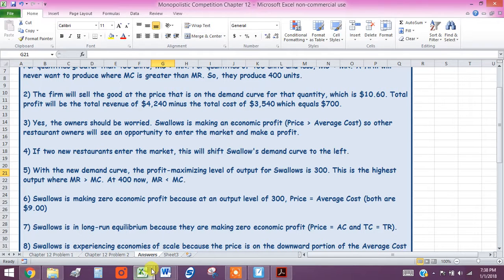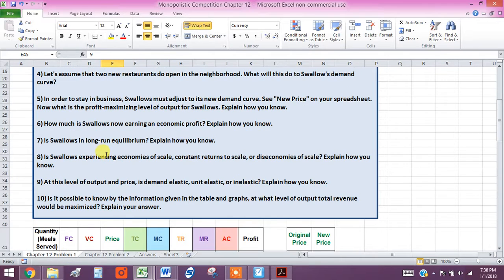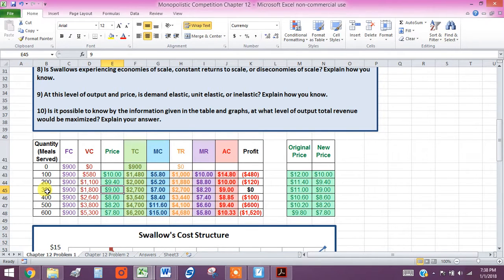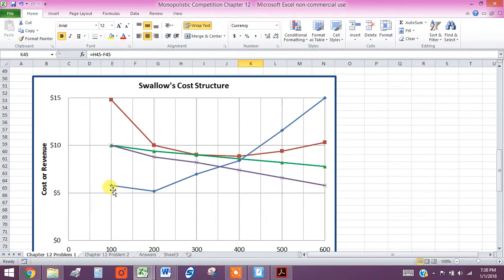So, and then in 6, I'm asking you, jump back over. I think I'm going to get to the price here. How much is Swallows now earning in economic profit? Explain how you know. Well, you can certainly look right here at 300 and see that they're earning 0. That's easy, right? With a price of 9. You can also see it right here. You can see that price is exactly equal to average cost. So they're earning an economic profit of 0 now. So they're still going to stay in business, because they're not losing anything. They're right at the break-even point.